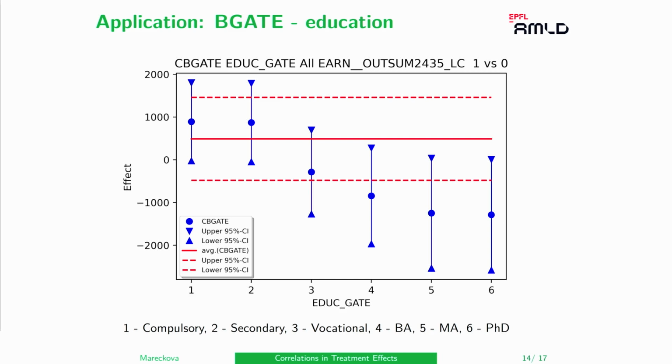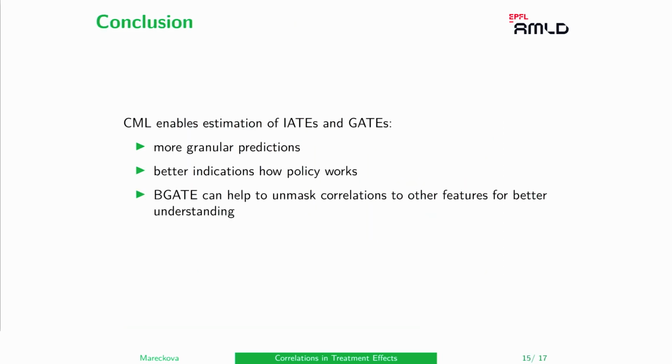So this is an indication that we can indeed make an association between the level of education and different treatment effects. So with that, I'll just conclude that causal machine learning enables estimation of these super interesting treatment effects on individual and group levels, helping us to produce more granular predictions, better indications, and the balanced GATE seems to be the tool to account for correlations between features.